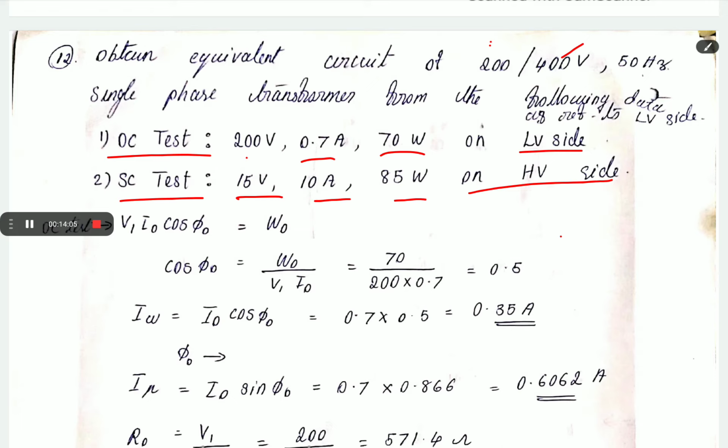From the open circuit test you will get R0 and X0. From the short circuit test you will get the other remaining parameters.